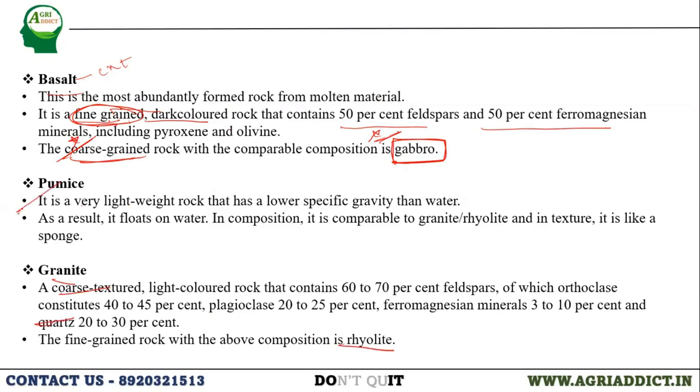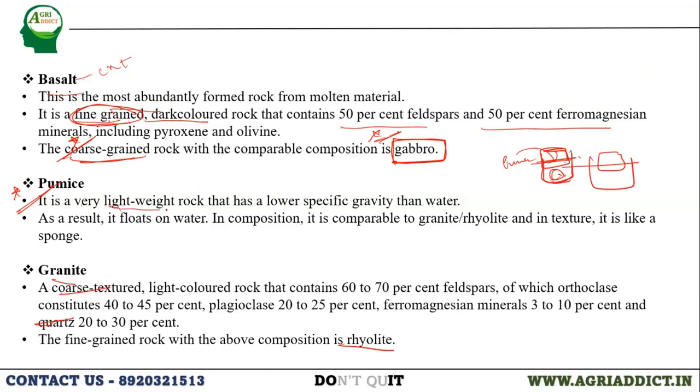And pumice. Pumice is also very important. Usually, when we throw some rock into a beaker of water, what will happen? The rock will sink to the bottom of the beaker. Why? Rocks are very dense compared to water, so they will sink. But if you throw pumice into the water, interestingly, it will float on the surface, just like any lightweight material floats in water.